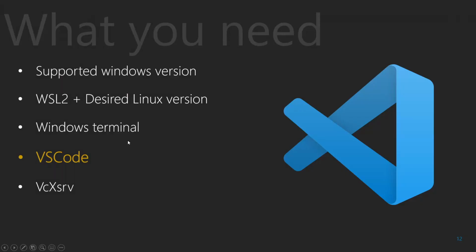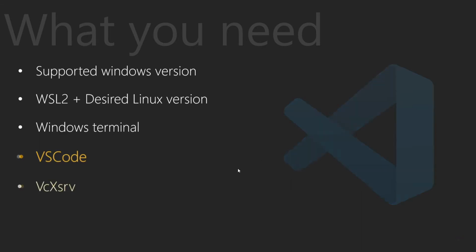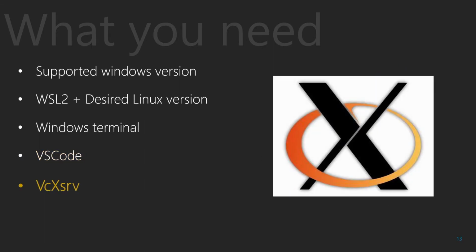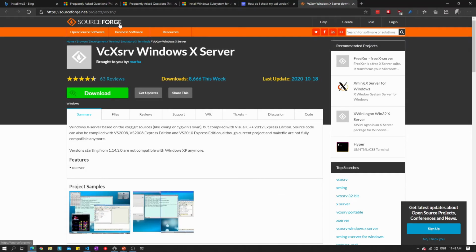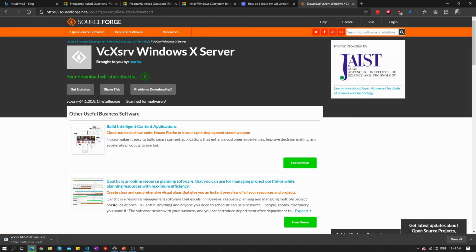So one last thing that I think you need is a way to run GUI apps from your Linux environment. Because WSL is not a GUI environment, you need this VcXsrv to be able to expose your system to run GUI apps on your Windows. To download the XSrv, just go to this link. I'm going to put it in the description also. Download.